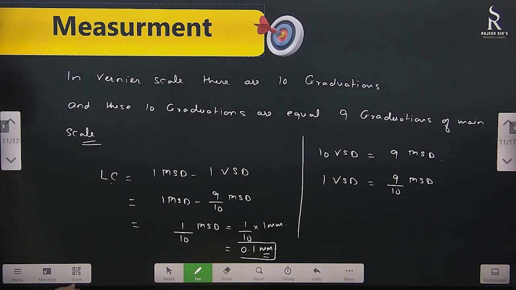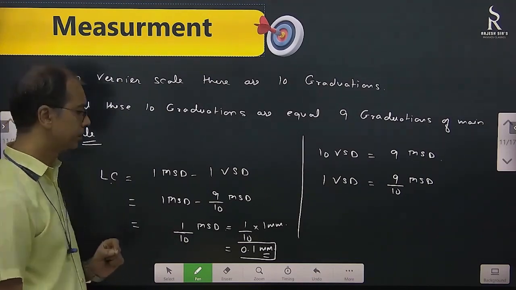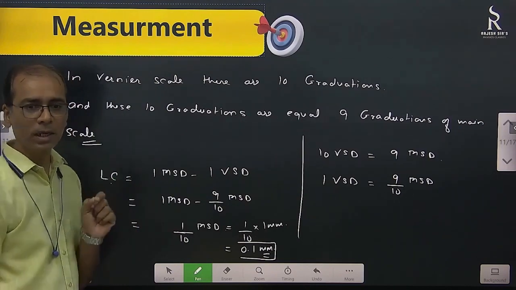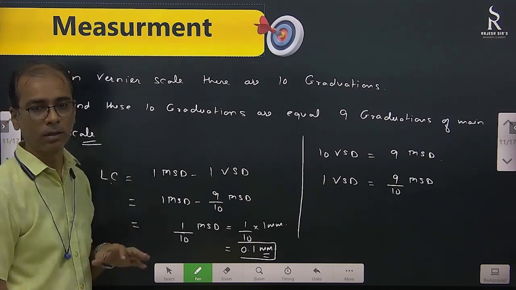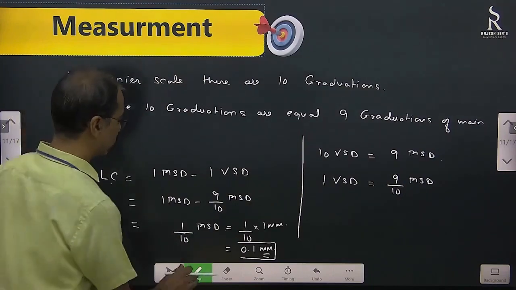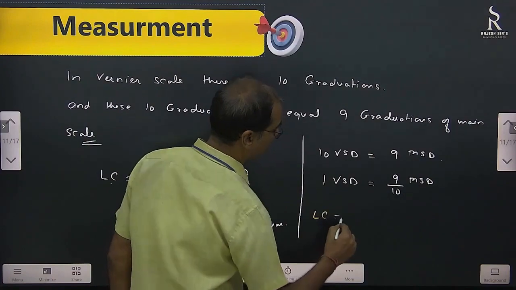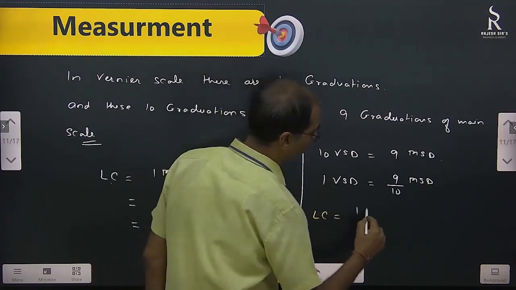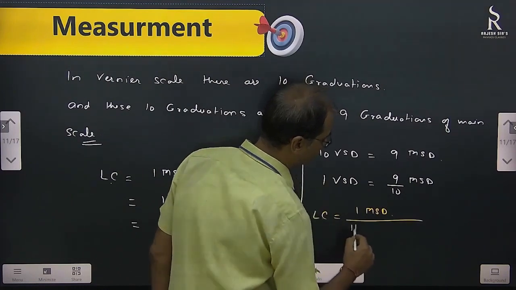Okay. So the general formula they gave. What is the general formula for least count? They say that least count is 1 main scale division by number of divisions in vernier scale. Okay, general formula. See, least count. General formula is 1 main scale division by number of divisions in vernier scale.